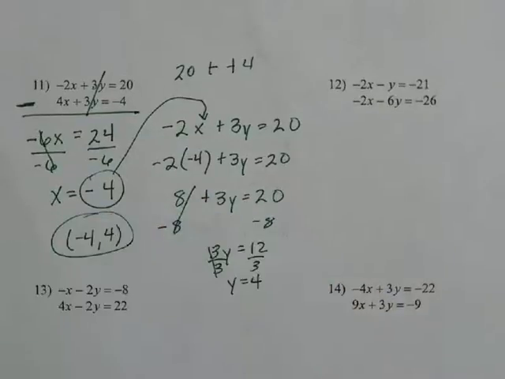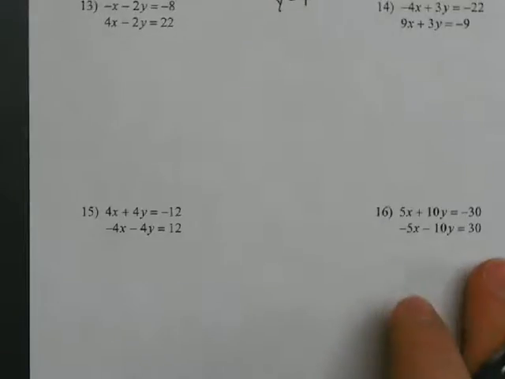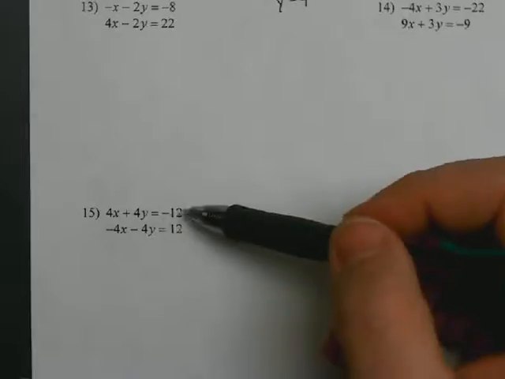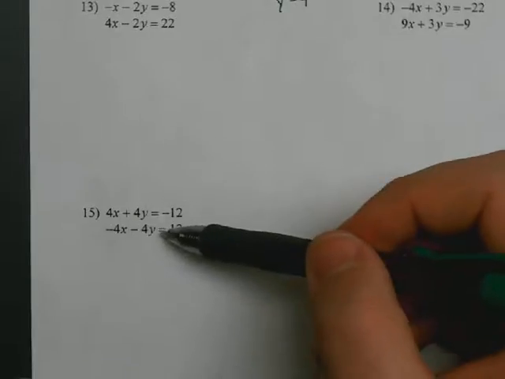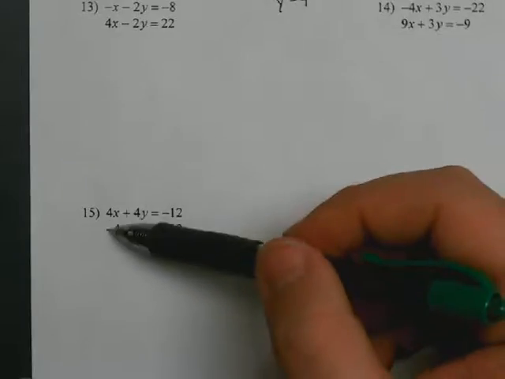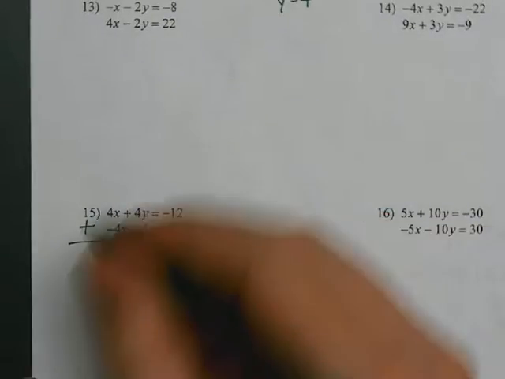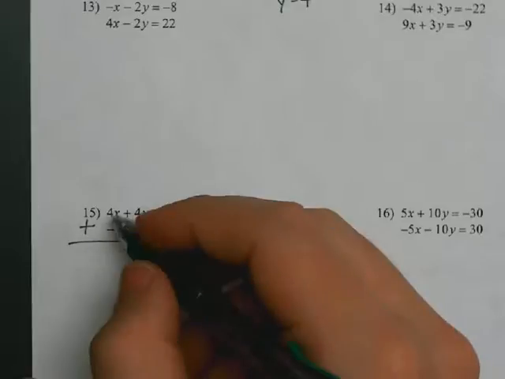If I look down here at, let's just say, number 15. Okay, number 15, looking at this, as you see, this is 4x plus 4y equals negative 12, and this is negative 4x minus 4y equals 12. So in order to eliminate this, we're going to have to add. If we eliminate those x's, we're going to have to add. 4x plus negative 4x actually cancels.